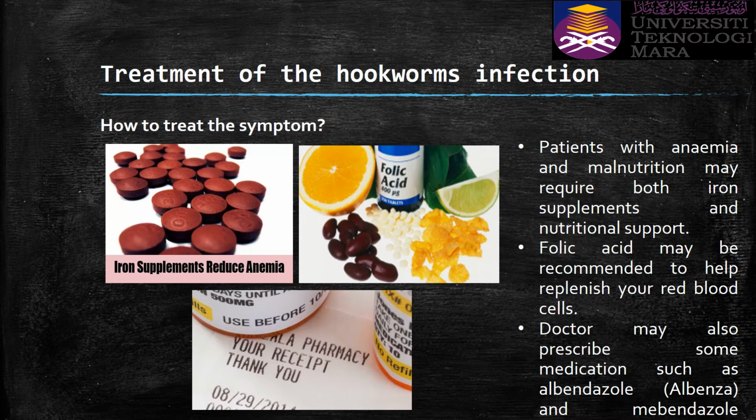Symptoms and complications of anemia are treated as they arise. The doctor will likely recommend increasing the amount of protein in your diet. If you have anemia, you may need iron supplements. Folic acid may also be recommended to help replenish your red blood cells.